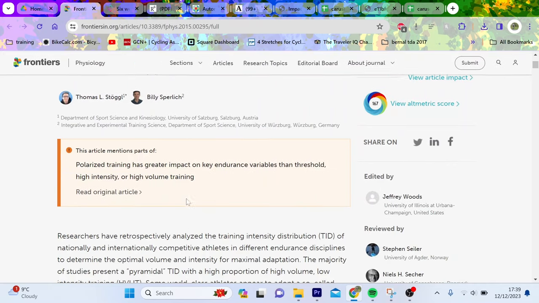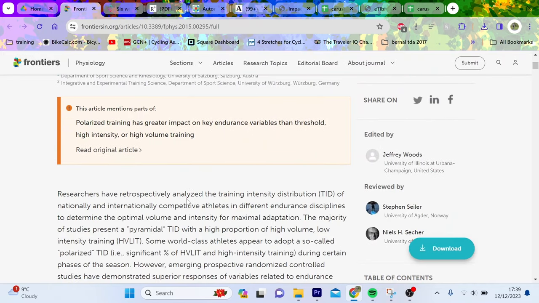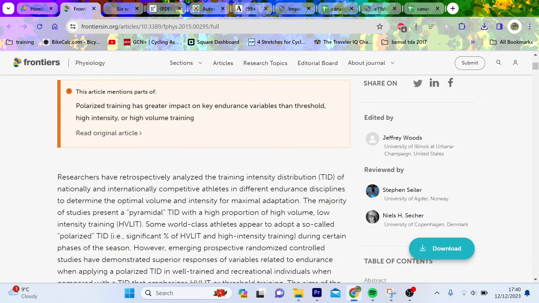And I don't really know why, but we're just going to go through some papers about training intensity distributions, and I'm going to show you some pro training that they've written or I've done research on to show you what they do.